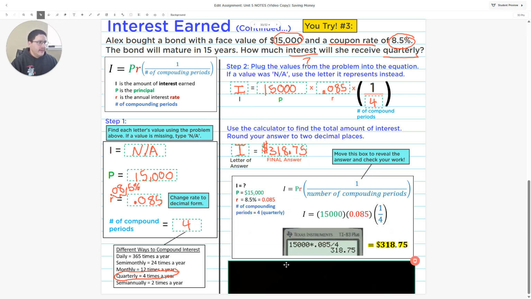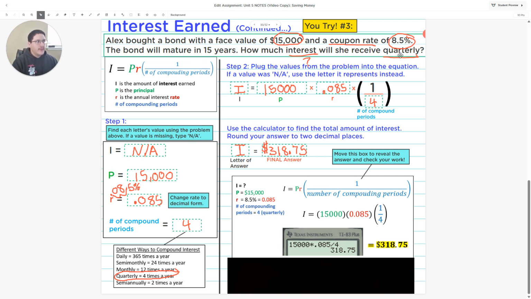And that's it. So again, the bond, $15,000. Coupon rate, how much she's going to get back after investing $15,000, is 8.5% each time. The bond will mature in 15 years. Don't really need that information. How much interest she'll receive quarterly?